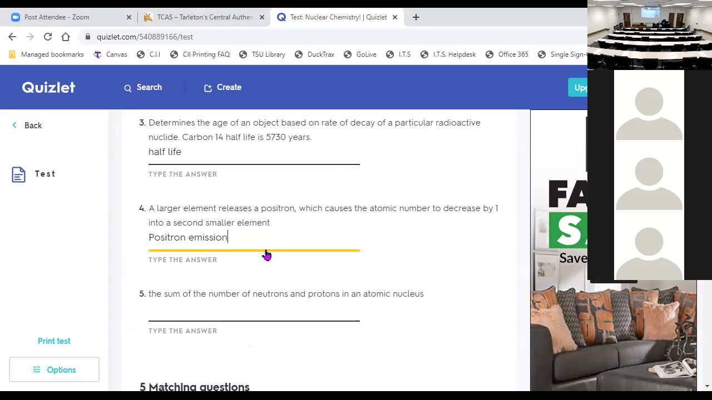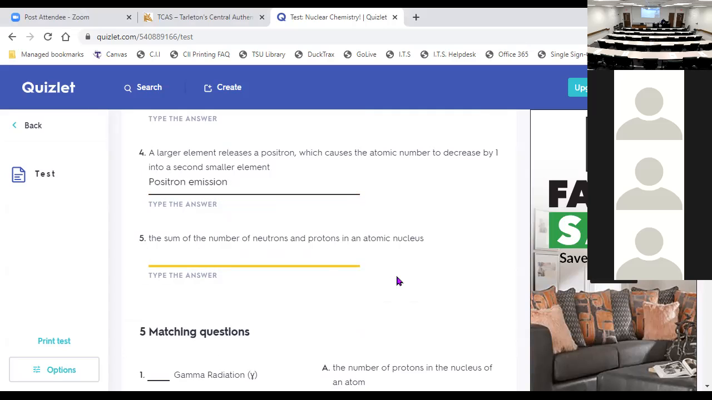So it is similar to, is it beta emission? It's kind of the reverse of beta emission. And we'll get more into beta emission in just a second.